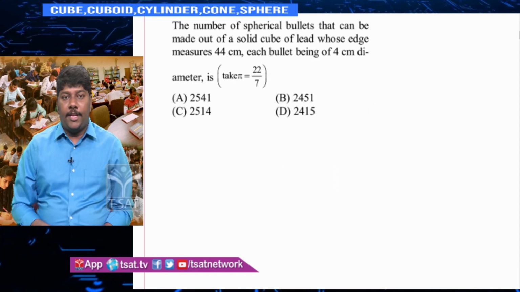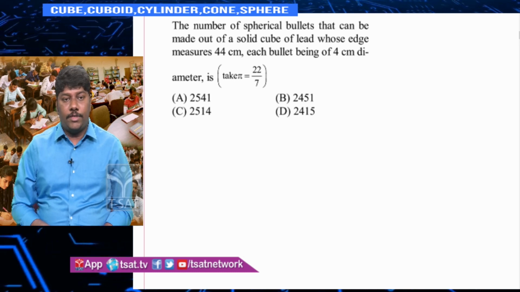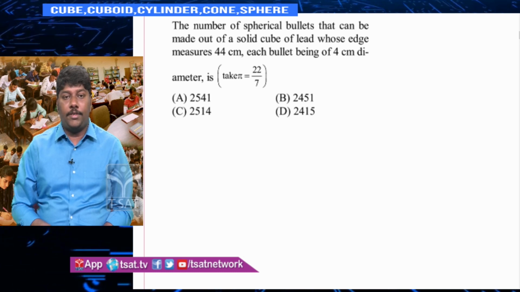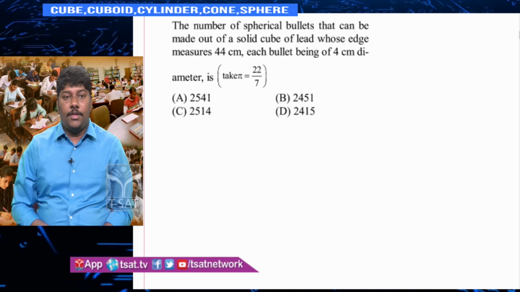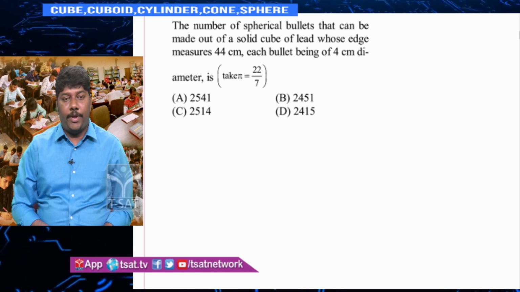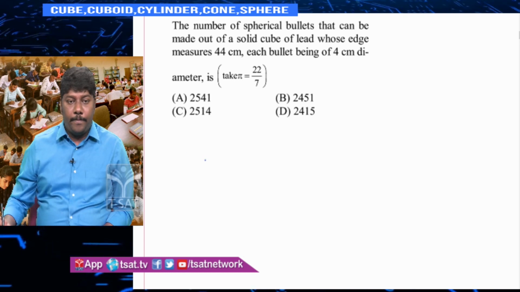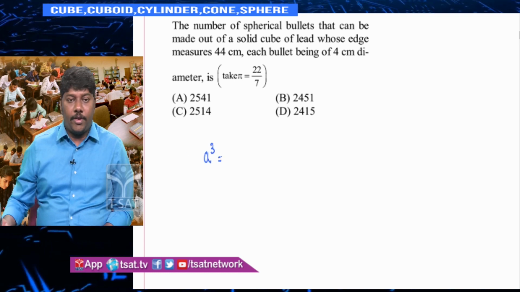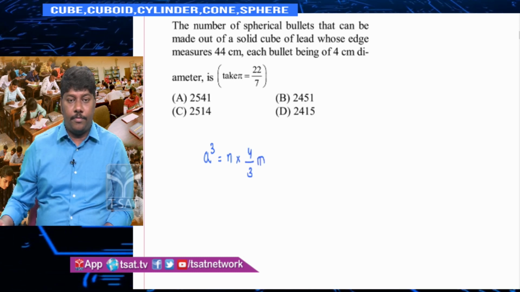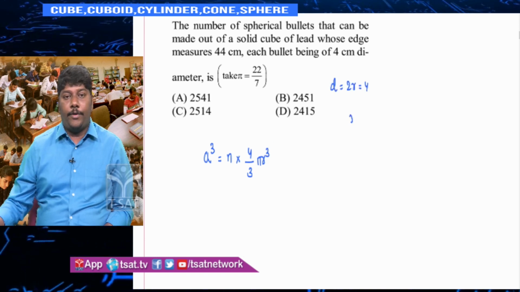Look at this question. The number of spherical bullets that can be made out of a solid cube of lead whose edge measures 44 centimeters, each bullet being 4 centimeters diameter, is, take pi value as 22 by 7. So, you have to melt a solid cube and form some bullets. So, cube volume is equal to n into the volume of the sphere. Here diameter is given, which is 2r is equal to 4. Therefore, radius becomes 2.